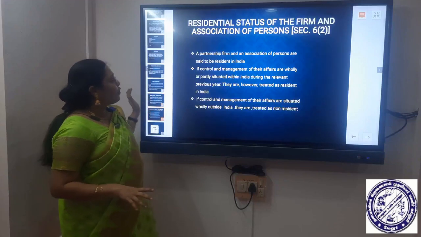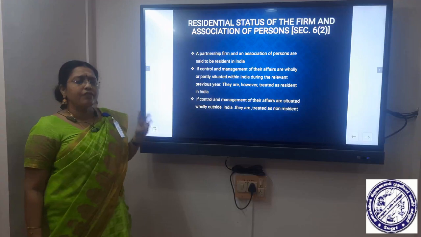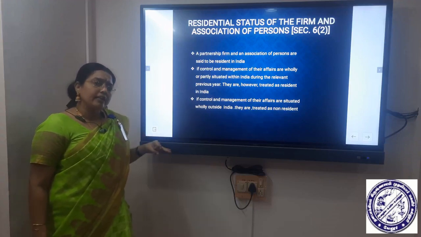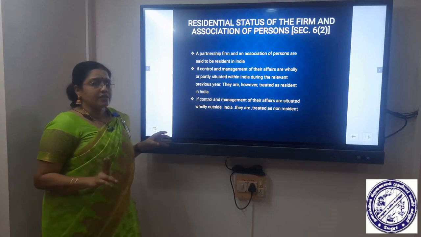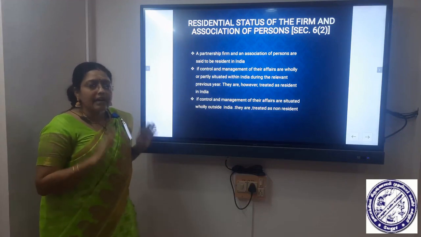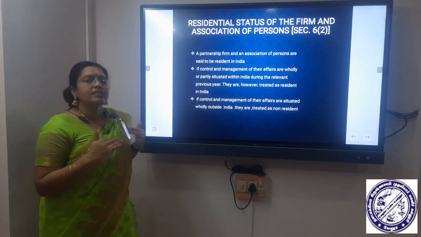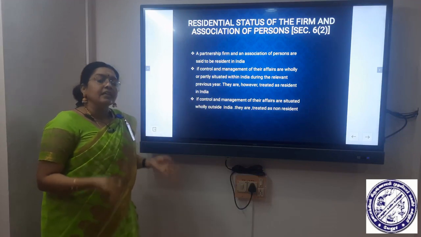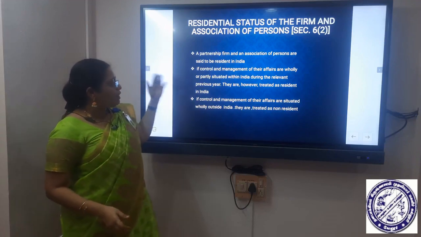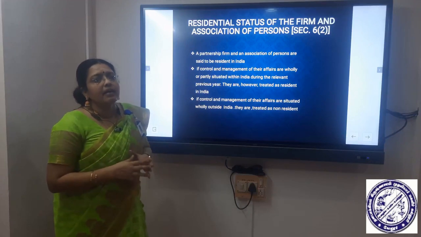Like this, we have to go for every person. Other than individuals, that means HUF, company, firm, body of individuals, AOP, every other person, local authority, everything has only 2 statuses: one is resident, another is non-resident. If the control and management of that firm, company, AOP, BOI is in India, they get the status of resident. If the control and management of the affairs is situated fully outside India, they get the status of non-resident. This is the basic residential status.